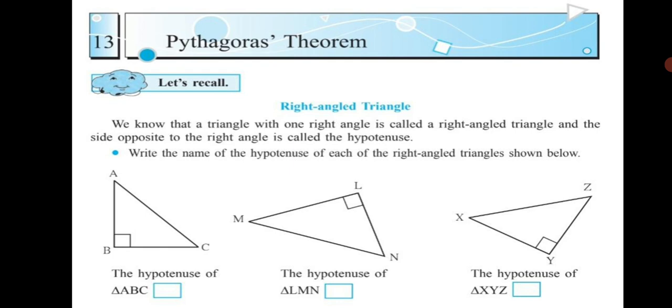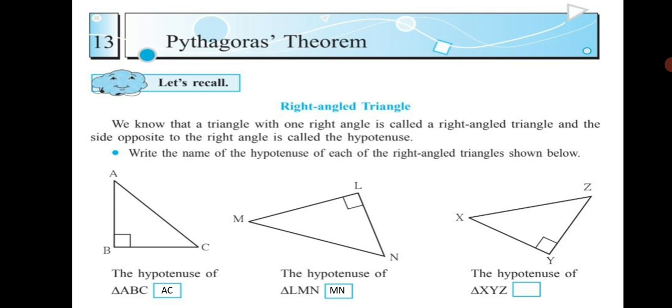In triangle ABC, we can see that angle B is 90 degrees. So the hypotenuse is just opposite, that is side AC. So we can write the hypotenuse of triangle ABC is AC. In the second figure, you have to first locate the right angle. Yes, angle L is the right angle and the side opposite to it is the hypotenuse. So you can say that the hypotenuse of triangle LMN is MN.